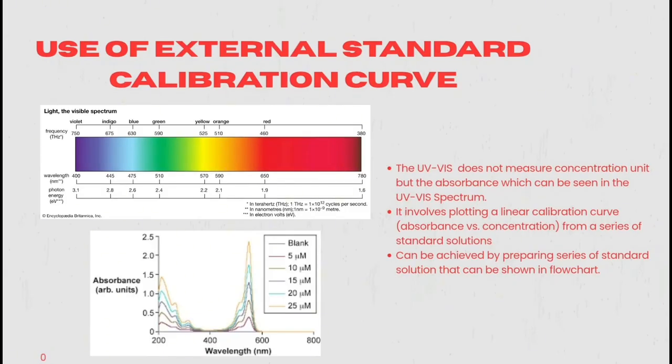The absorbance of each solution is then measured, and the calibration curve of absorbance versus concentration is plotted. From this graph, a linear relationship can be obtained based on the Beer-Lambert law, where higher concentration gives higher absorbance. Finally, the absorbance of the unknown sample is compared with the calibration curve to determine its concentration.